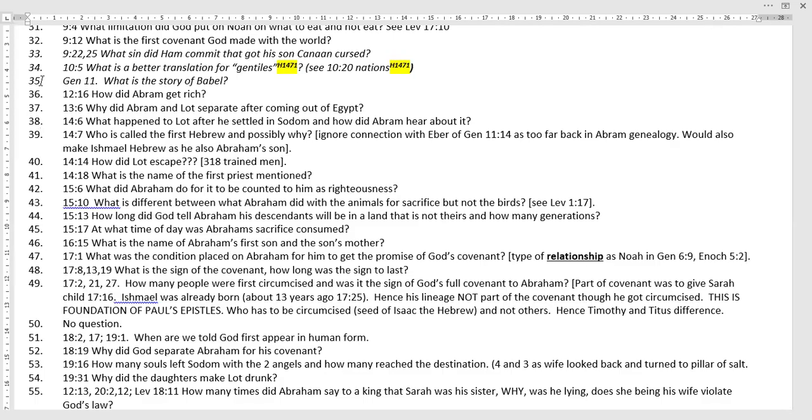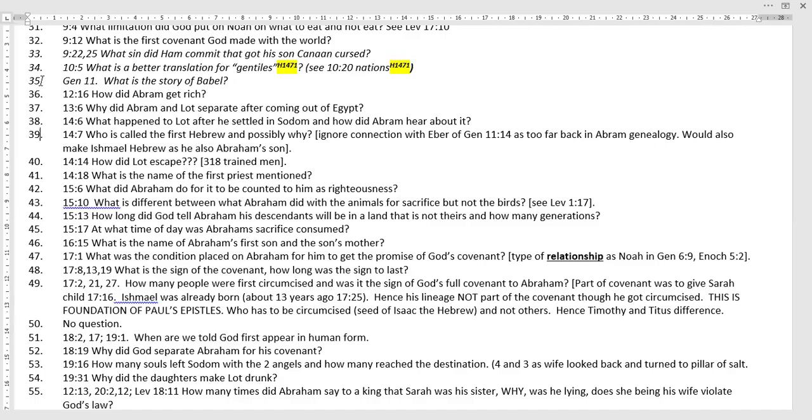Question 39. Who is called the first Hebrew, and possibly why? I just gave you, it was Abraham, called first Hebrew. Now, some concordances, especially mine, will give you the impression it has something to do with his ancestry, and that it is one of his forefathers called Eber in Genesis chapter 11, verse 14. But that cannot be so, because his ancestors had other children, offspring, but yet they are not called Hebrew. It's only Abraham is called Hebrew.